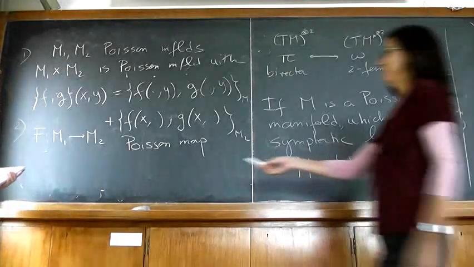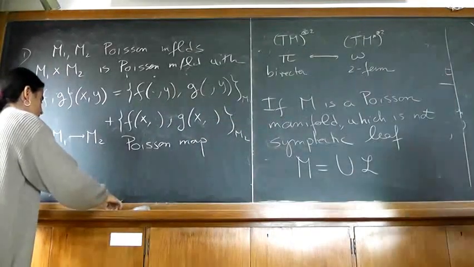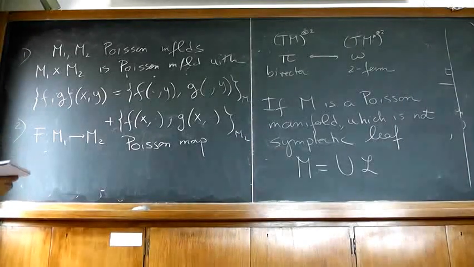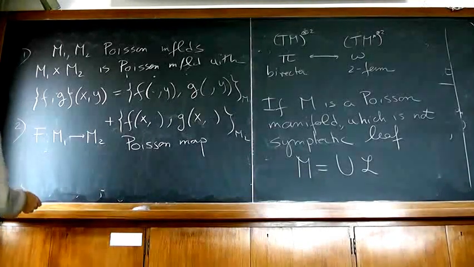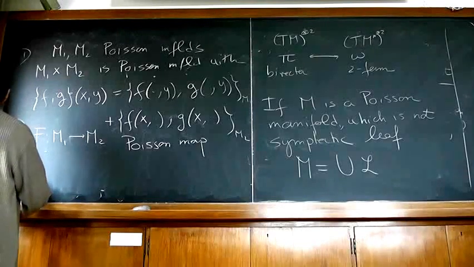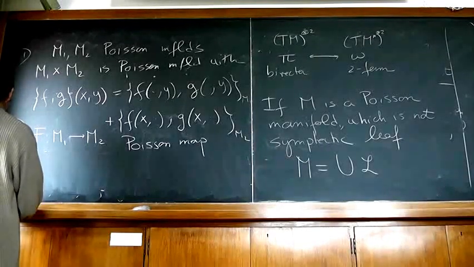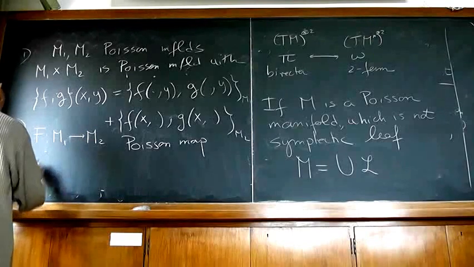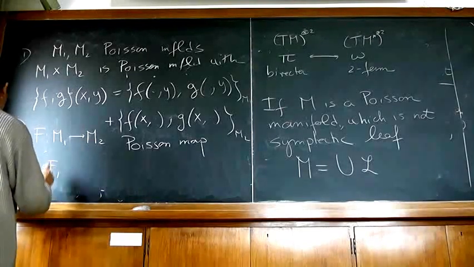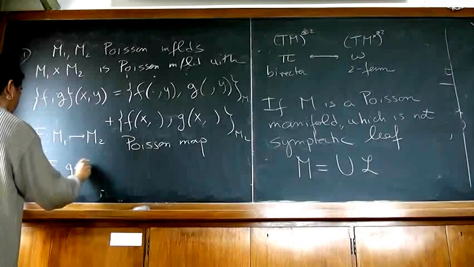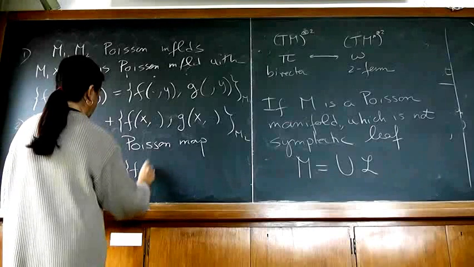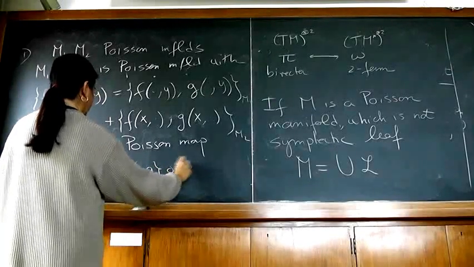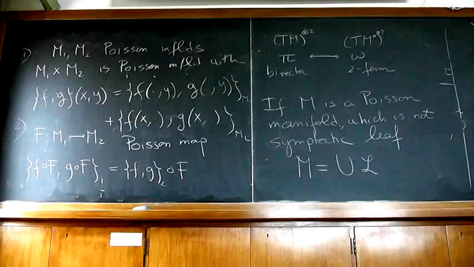I just said that the product of manifolds is really. So what is a Poisson map? If M1 and M2 are Poisson manifolds, you want that F composed with F, the bracket of. So these are kind of silly things.